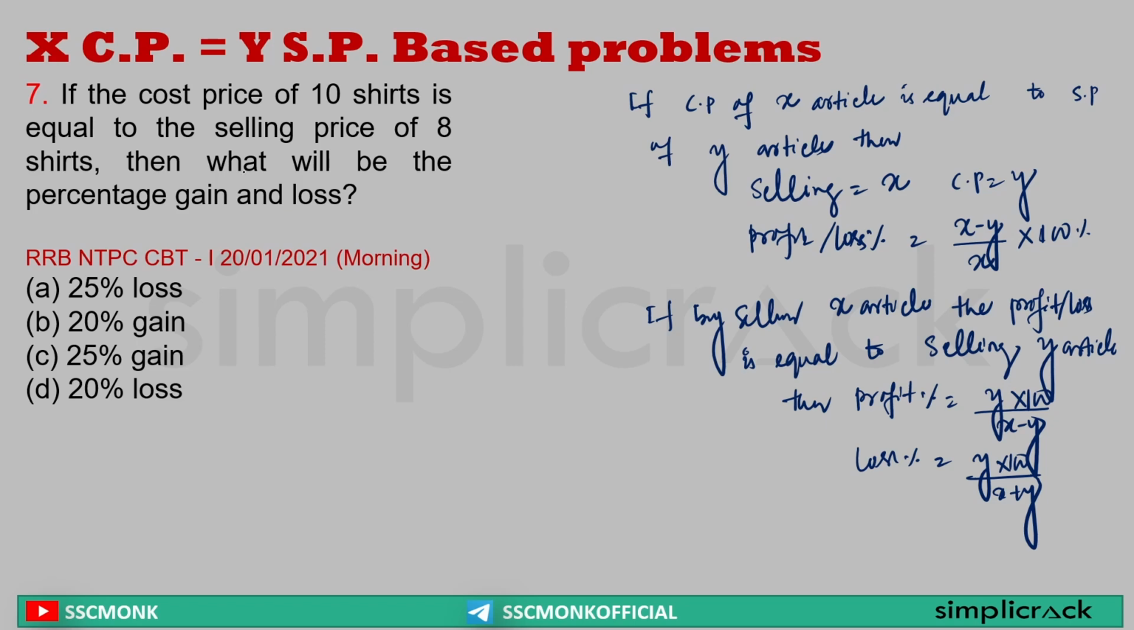Now here what is it saying? If the cost price of 10 articles, so my X is 10, is equal to selling price of 8 shirts, that means Y is equal to 8. So profit or loss percentage is equal to X minus Y. So 10 minus 8 by 10 into 100%. Sir, this is 2 by 10 or 1 by 5 into 100%, which can be written as 20% gain, because here the sign is positive. So it is answer option B.